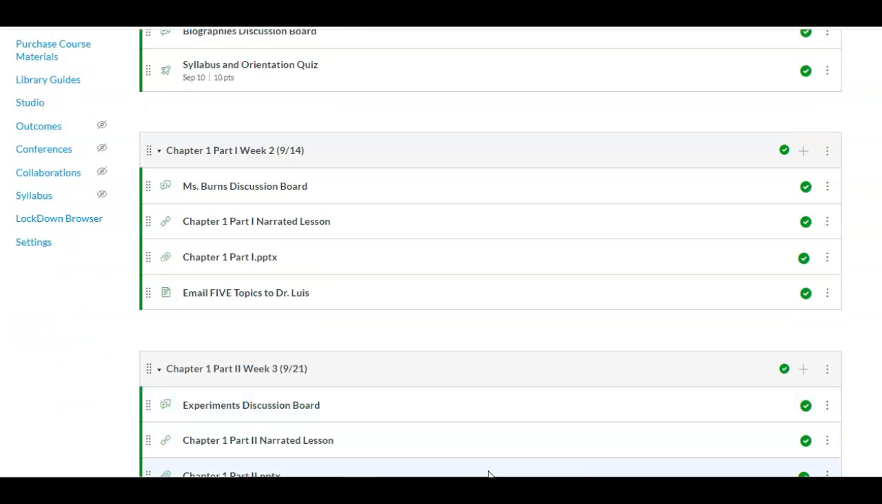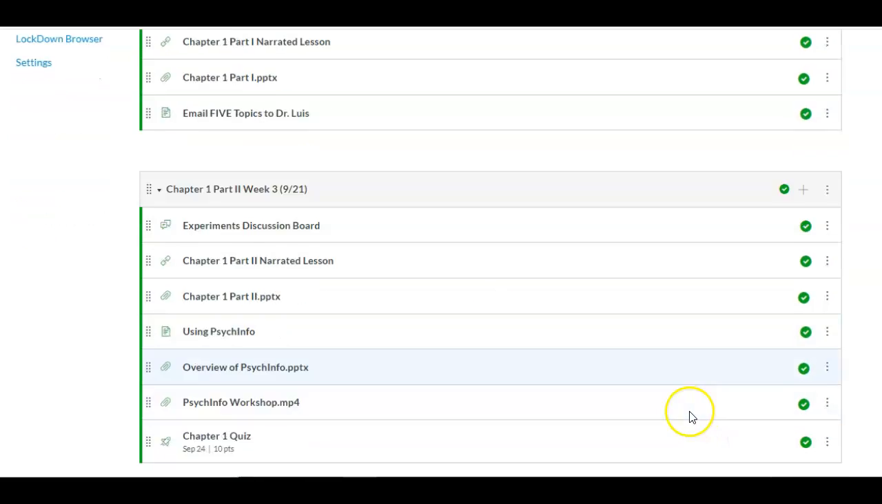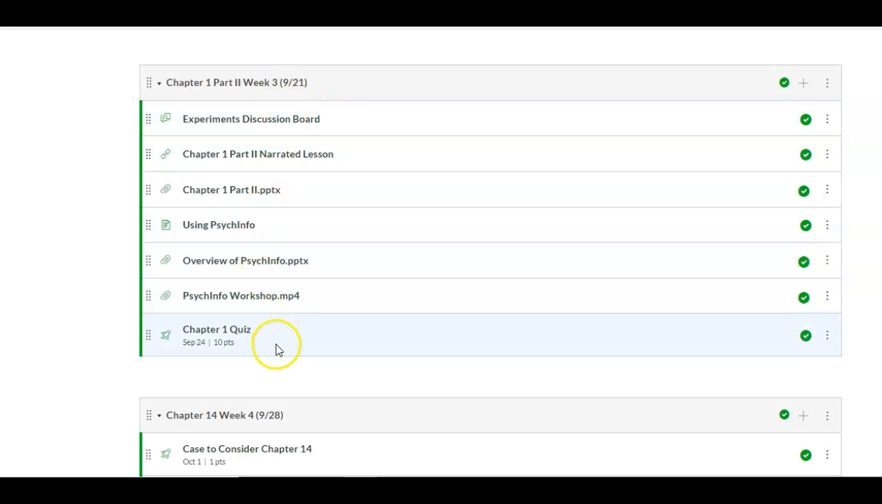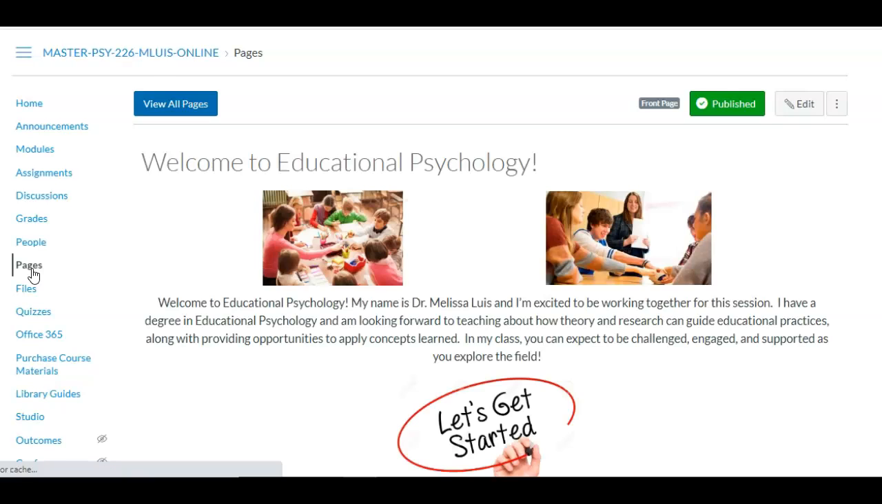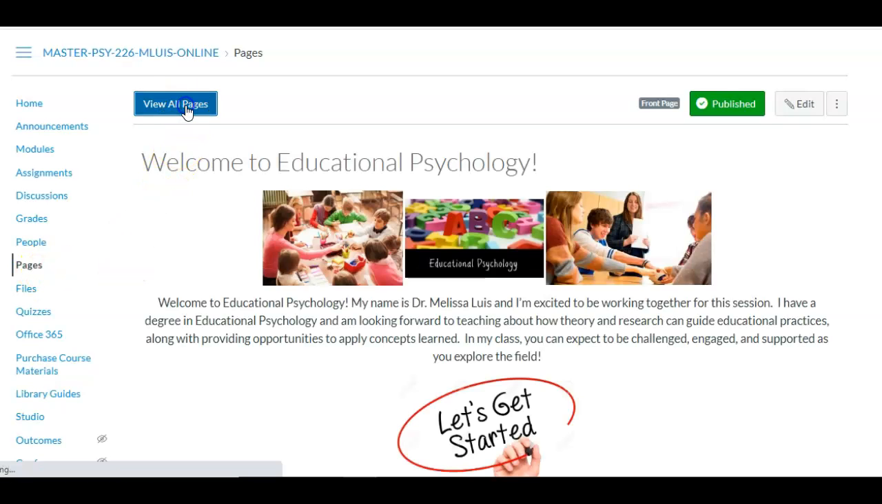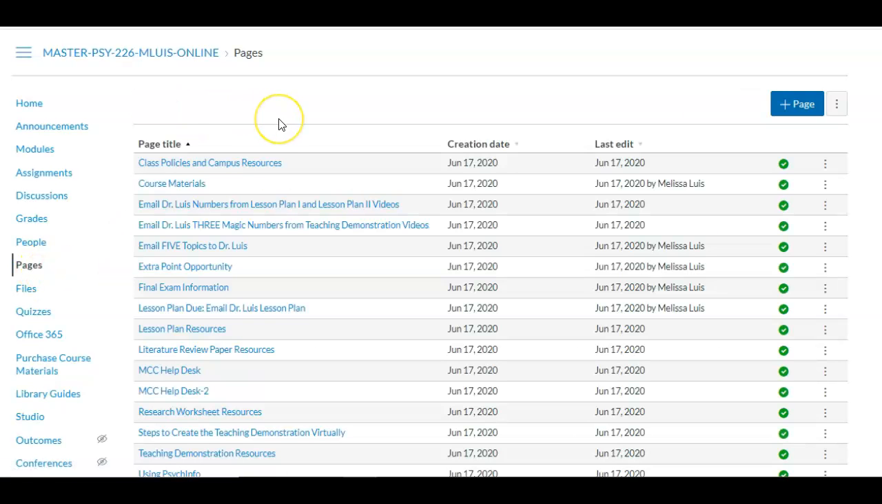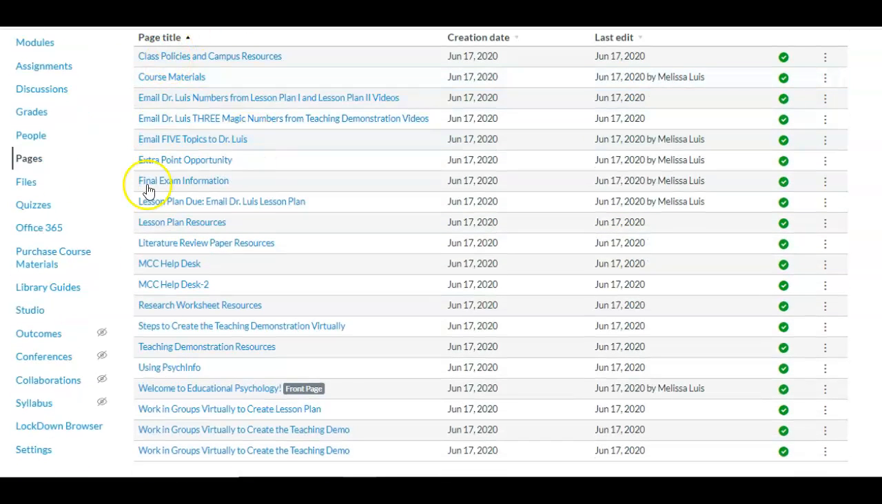So every major assignment, the research worksheet, researching your topic, the paper, the lesson plan, the teaching demo, they all have a page. So they are embedded in the module, but you can also find them under pages over here. So it's easier just to follow the modules. But again, if maybe you just want a quick reference, those major resources are here.